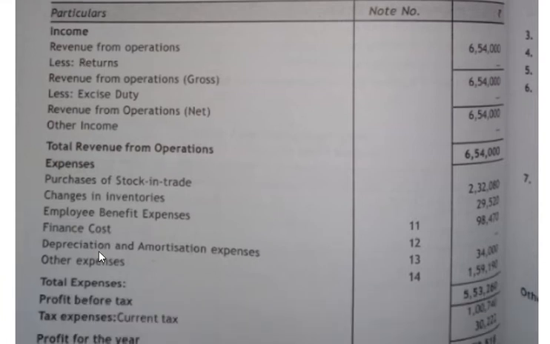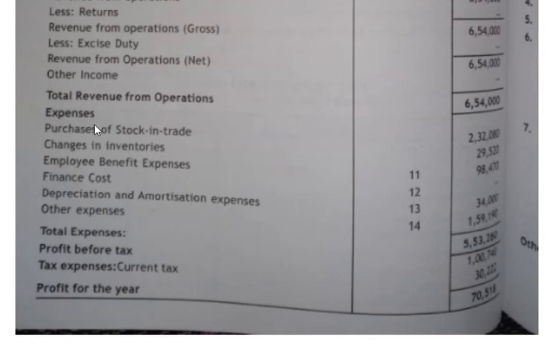Moving on to your expenses column, your expenses will start with purchases of stock in trade, if any purchases have happened during the year. Then you will have your change in inventories. Change in inventory is nothing but opening inventory minus closing inventory. Then we have employee benefit expenses, wherein you will have a working note, which is working note number 11.